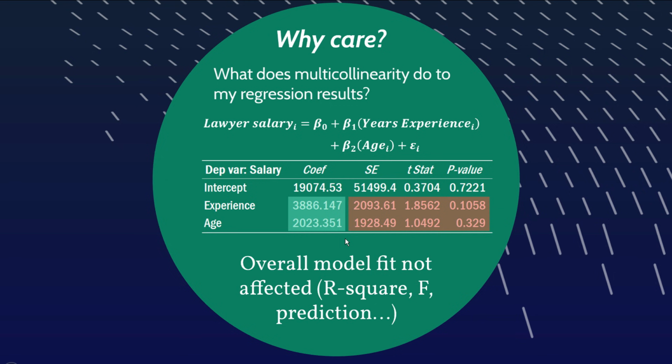And finally, it's probably worth noting that the overall model fit is not affected, so it only really influences this red section of your regression output. The R-squared, the ANOVA, and the F statistic, and also your ability to use the model for prediction is unaffected. So I guess in summary, all that's happening is that we become more uncertain about these coefficients. Or in other words, they just have a higher variance. Okay.